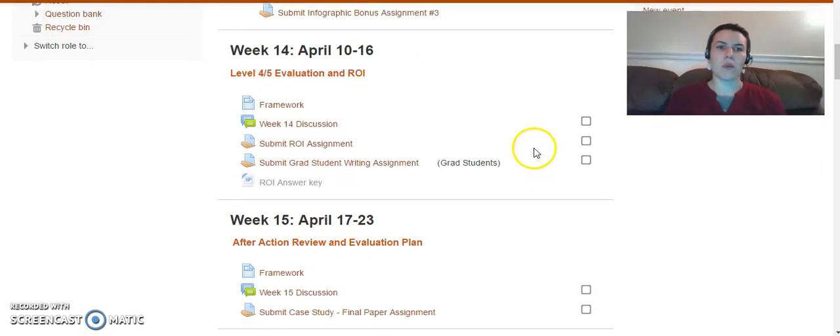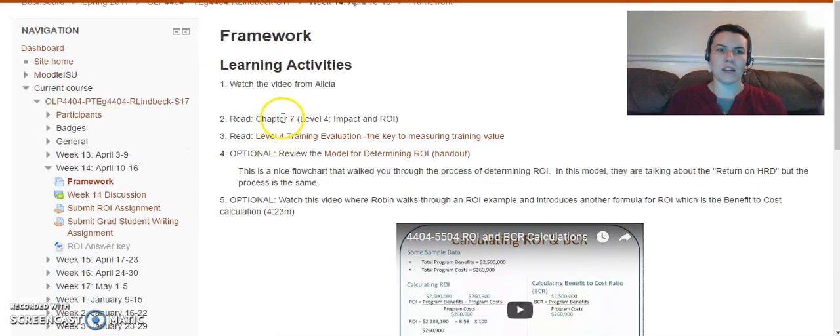Moving into week 14, we're going to be talking about levels 4 and 5 of evaluation. From Kirkpatrick, he goes up to level 4, and then Phillips added level 5. Level 4 of evaluation is impact. We're going to be reading chapter 7, which talks about impact, and return on investment, or ROI, which is level 5 of evaluation. These two levels are sometimes talked about together, but often in the real world in a corporate setting, they're talked about separately: level 4 is impact and level 5 is ROI.